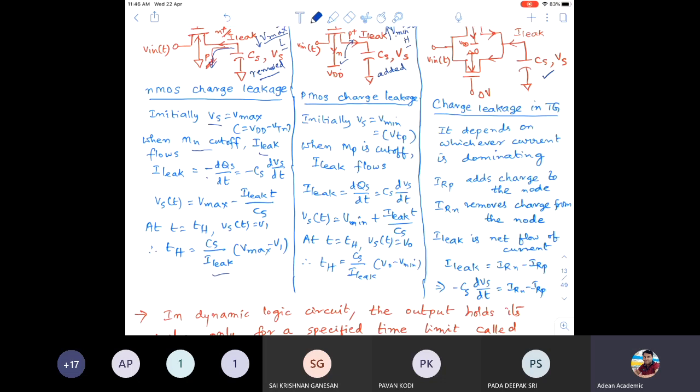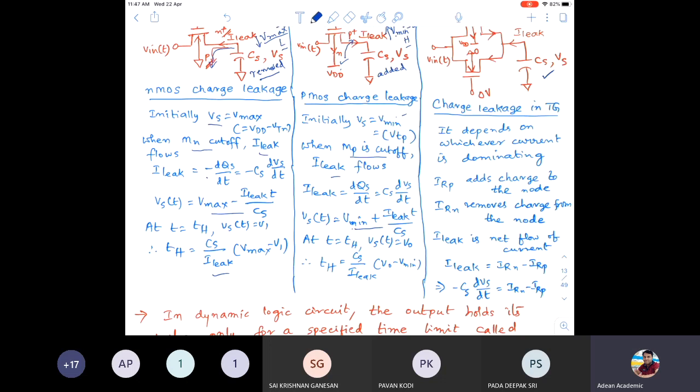Similar is the case. Initially it is V minimum. Then when MP is cut off, leakage current flows into the capacitor. Therefore, positive sign, plus Cs into dVs by dt, and as you keep on increasing the time, this leakage current is added to the voltage. Therefore, V minimum plus something you are getting. Whereas here you got V max minus something, because leakage current is coming out of the capacitor. Therefore, voltage decreases, V max minus something. Whereas in case of PMOS, V minimum was there already. As the current is flowing into the capacitor, then the voltage keeps increasing. That's why it is plus.